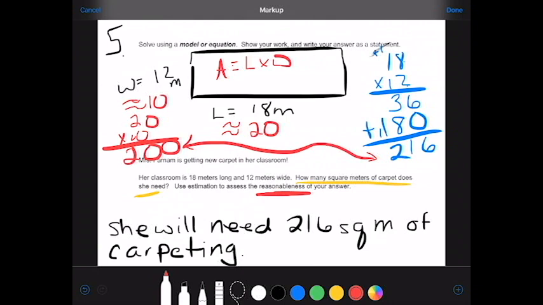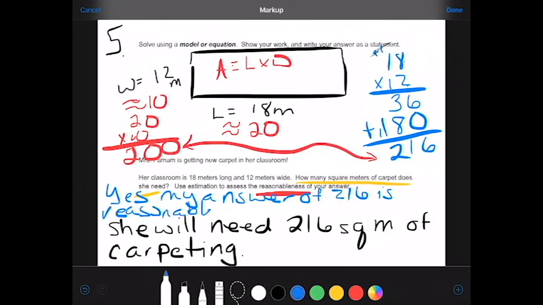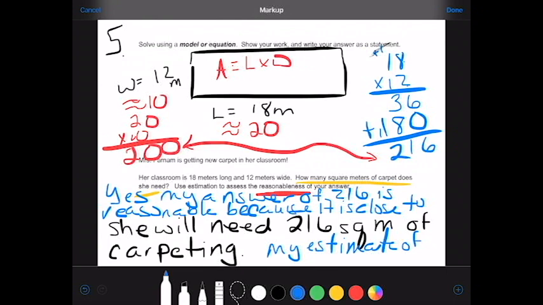And I don't have room, but I would write, yes, maybe I can squeeze it in. I would write, yes, my answer of 216 is reasonable because it is close to my estimate of 200. Sorry for skipping around there. If you want to pause to really think about that, this would be a great time to do that.